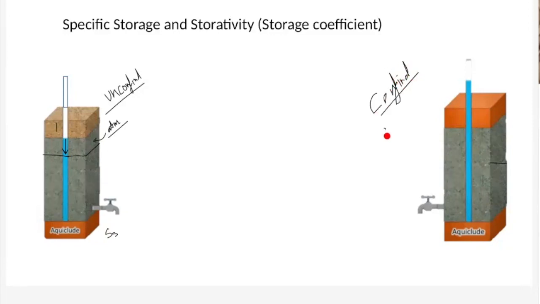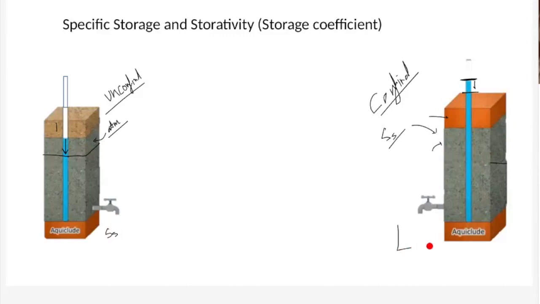specific storage is defined majorly for confined aquifers. In that only we can talk about the pore water pressure, because in a confined aquifer only you have water which is under pressure, right? So if this is your piezometric head, everybody relate to it. This is your piezometric head. You are dropping this piezometric head by 1 unit.